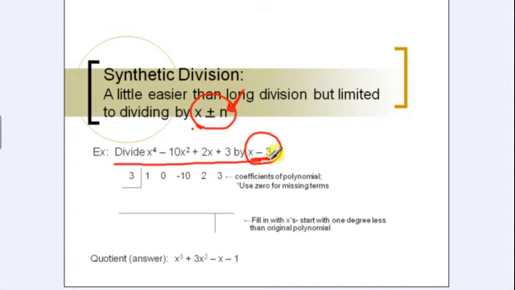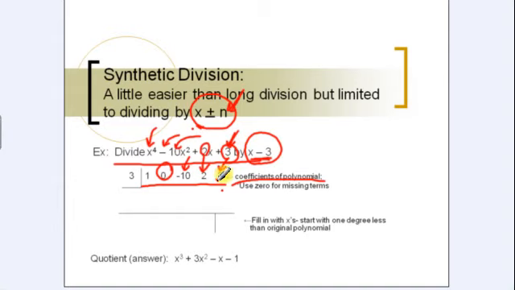Now, if you remember synthetic substitution, we set it up in a similar way. I'm going to put the coefficients of the polynomial along the top here. So I have 1x to the 4th. Now notice I don't have any x cubed. It's going to be important that I put a 0 in for that. Then I have a negative 10x squared, so my coefficient's negative 10. Make sure you get the negative in there. 2x plus 3. Now, if I'm missing a constant term, I would have to put a 0 in that location.